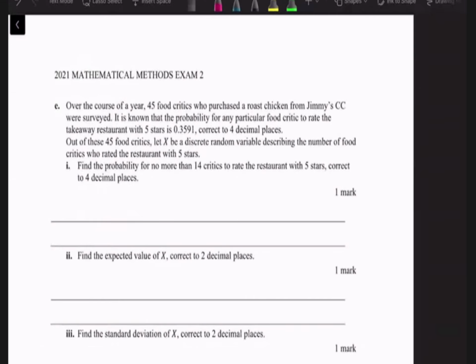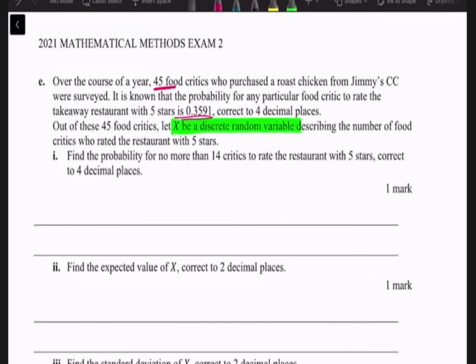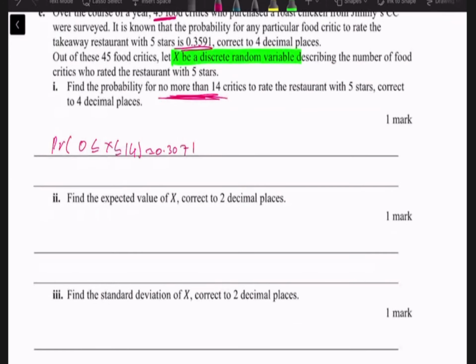So now there's a different variable, so we can ignore the stuff that we've done before, and this X is a discrete random variable. So there's 45 food critics, and it's known that the probability to get 5 stars is this much. So find the probability that no more than 14 critics rate the restaurant with 5 stars. So this is our binomial distribution. We're just looking for the probability that there's between 0 to 14 food critics, and it's 0.3071. Just with the wording, it says no more than 14, so that means 14 or less.